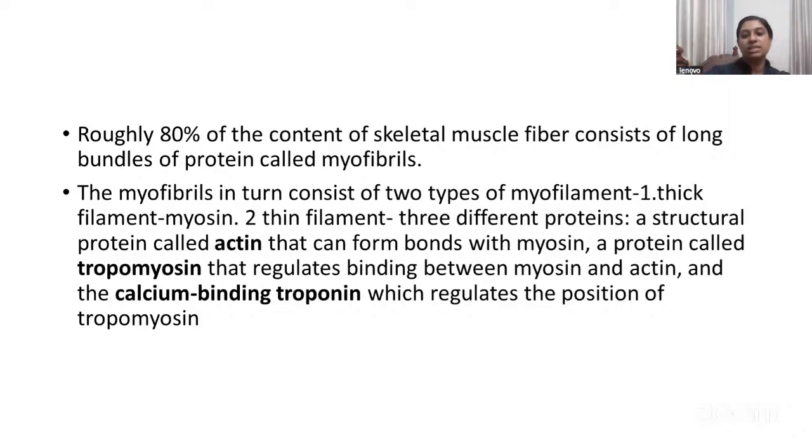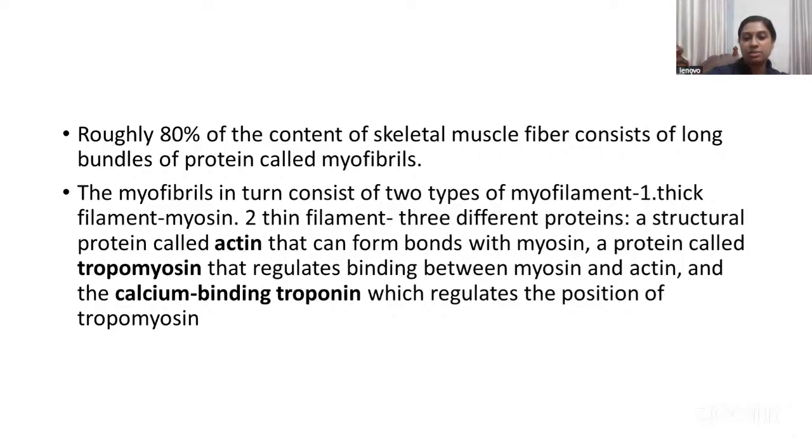Okay, so basically these myosin heads are located in the thick filament, and they have a tendency to bind to the actin, the component of actin which is called F-actin. It has a natural tendency to bind with actin, but the myosin binding site of actin is covered by a particular protein which is called tropomyosin.